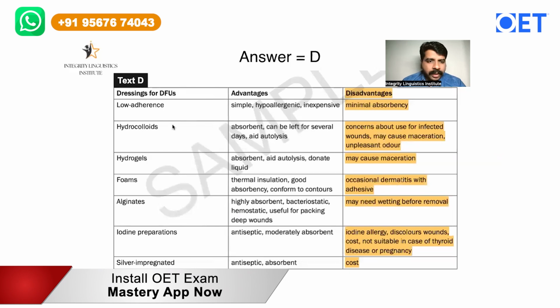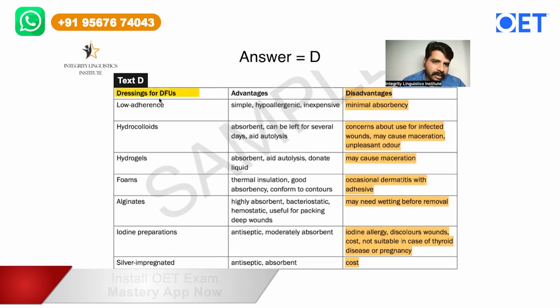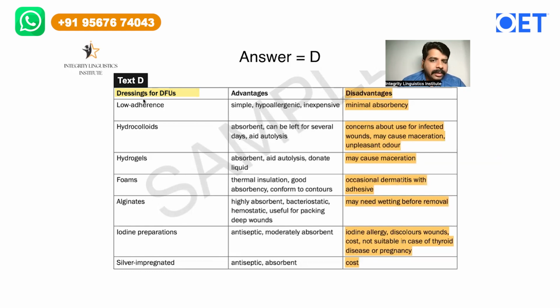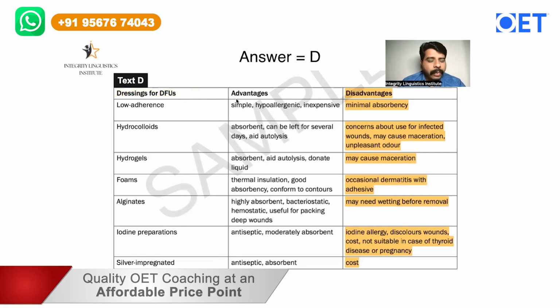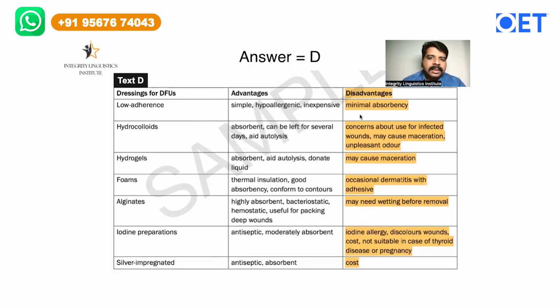So we can see over here in this table, they have given you a list of products, and the products are dressings for diabetic foot ulcers. And these dressings are associated with certain advantages as well as disadvantages. So disadvantages means what? The reasons why we must not choose these products. So the answer is D.